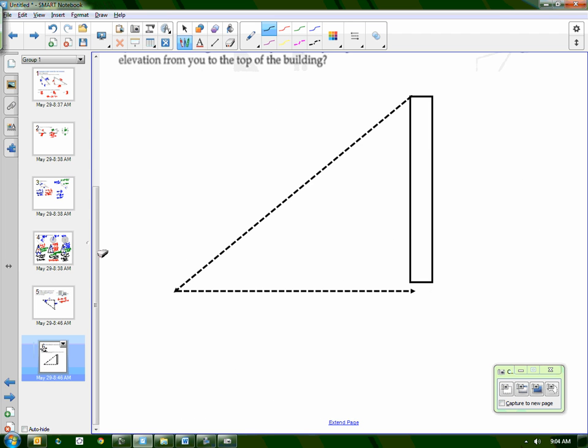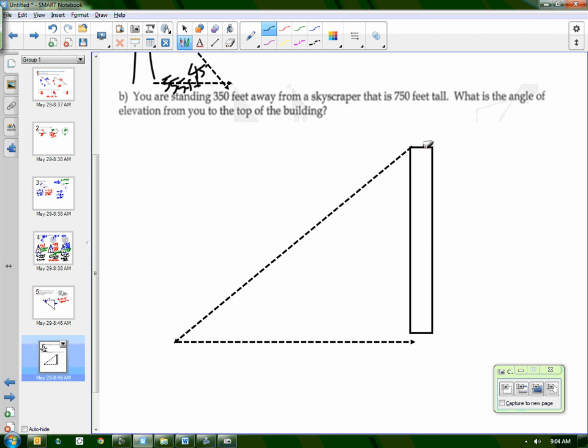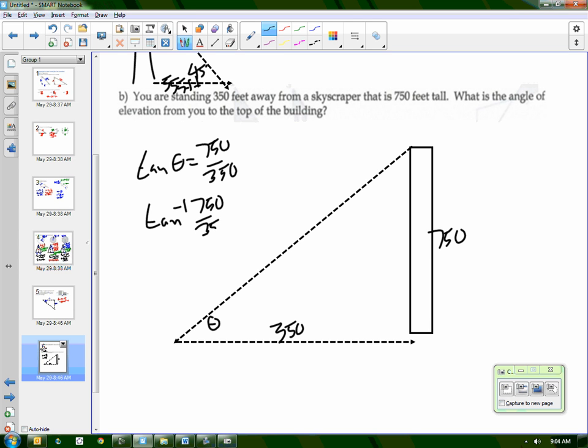Skyscraper problem. This is 350 feet away. It's 750 feet tall. I want to know the angle of elevation, so that'd be opposite over adjacent. The tangent of theta is 750 over 350, but if I want the angle, I do the inverse of the ratio, and when you plug that in, that'll give you theta. Theta comes out to about 64.98 degrees. We did it.